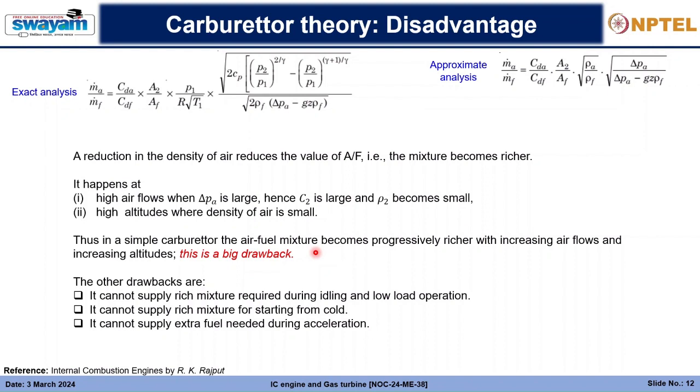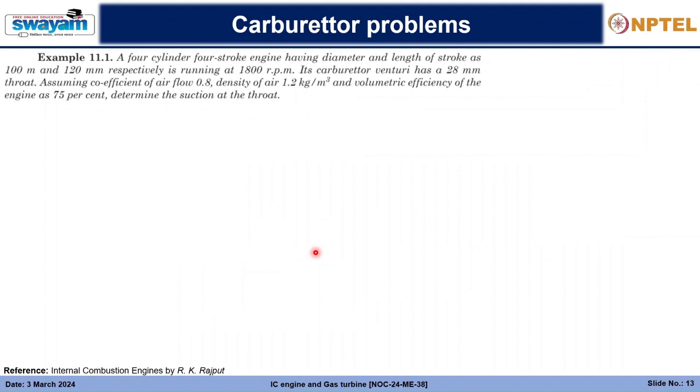Then it cannot supply the extra fuel needed during acceleration. Yes, the power metering system comes as an auxiliary to the simple carburetor system, and that can supply the extra fuel needed, but a simple carburetor cannot. Now let us solve a few questions, and finally we'll end this session.